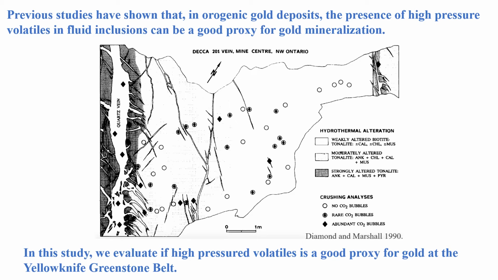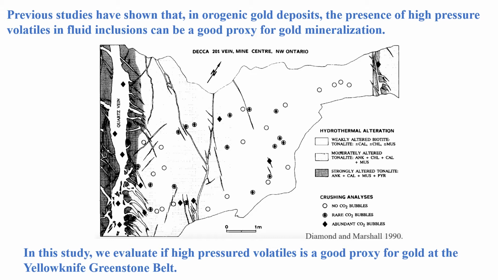A previous study has shown that high pressure volatiles in fluid inclusions correlate with elevated gold values. In this figure, we are seeing an auriferous quartz vein and tonalite wall rock. The results show that as you get closer to the quartz and the gold, the volatile content gradually increases. In this case, the volatiles were carbon dioxide.